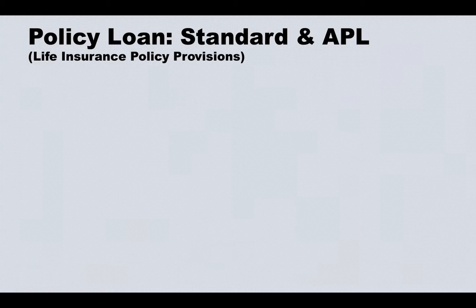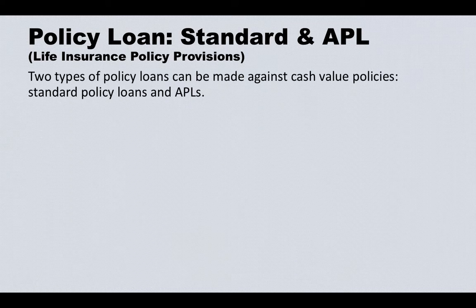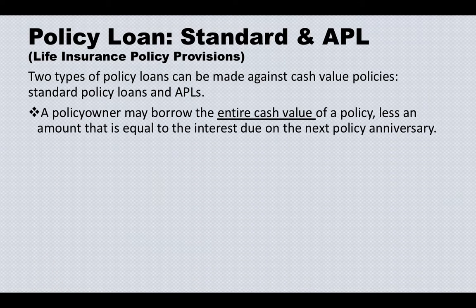So we're going to talk about another type, basically standard policy loans. You have a standard policy loan, in addition to the previous APL, the automatic premium loan. So those are two different types of loans. Then for the standard loan, a policy owner may borrow the entire cash value of the policy less an amount equal to the interest due on the next policy anniversary.